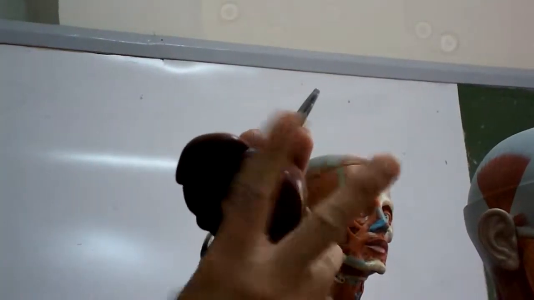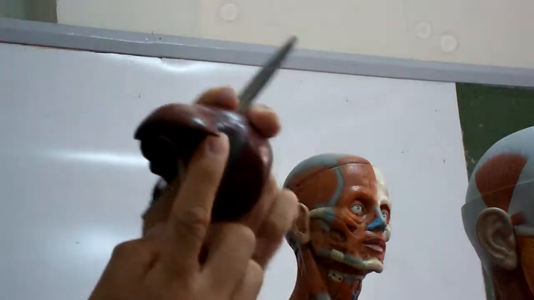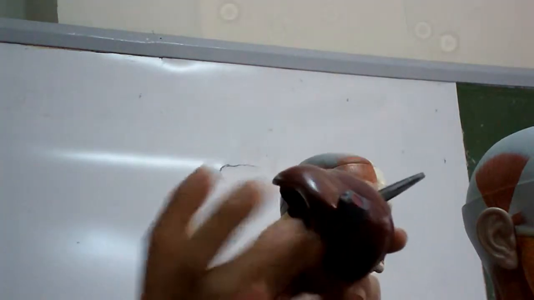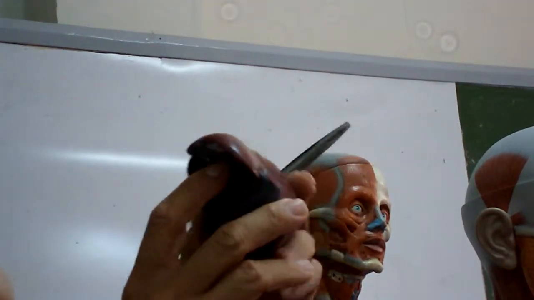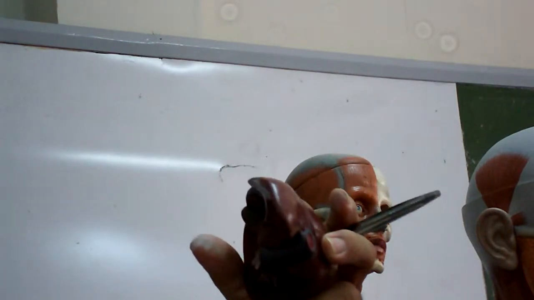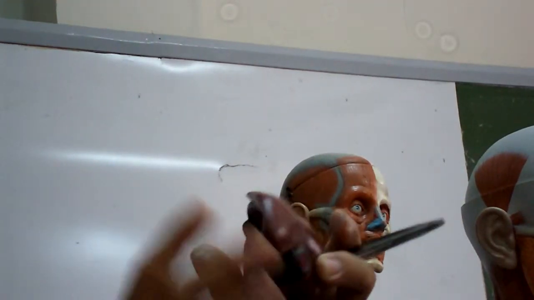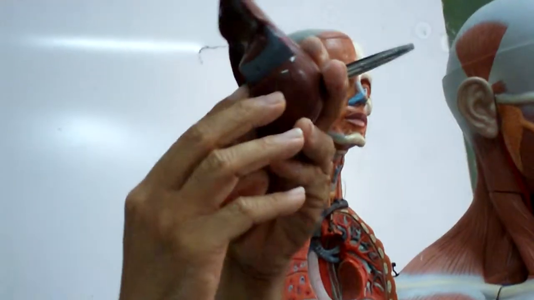You have two, left and right. The portal vein will drain the blood towards the liver, and the blood will then be filtered of substances, etc.